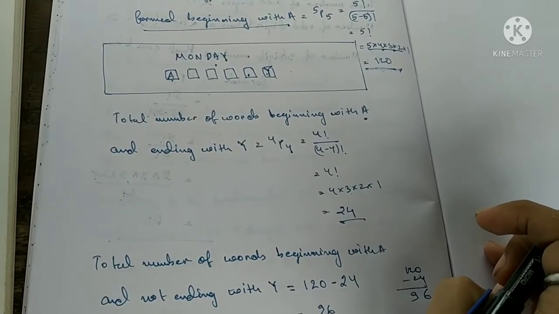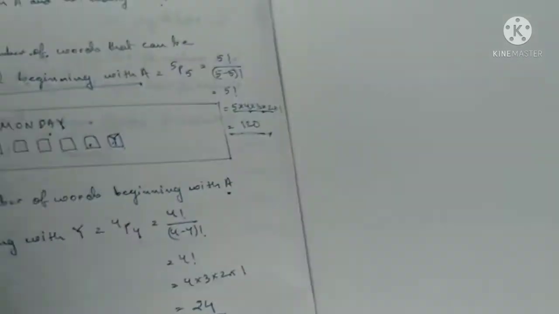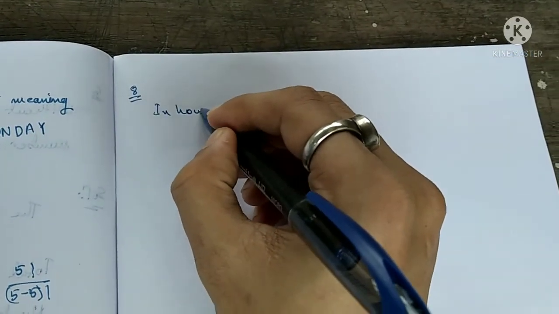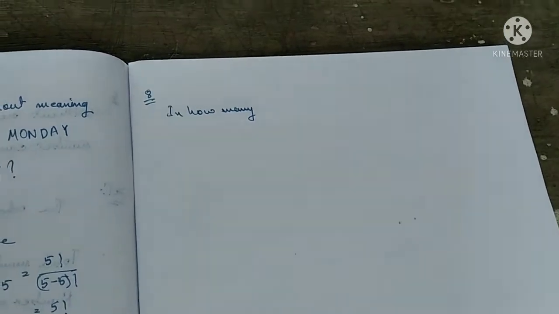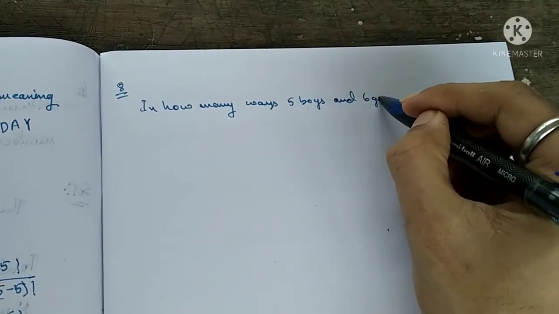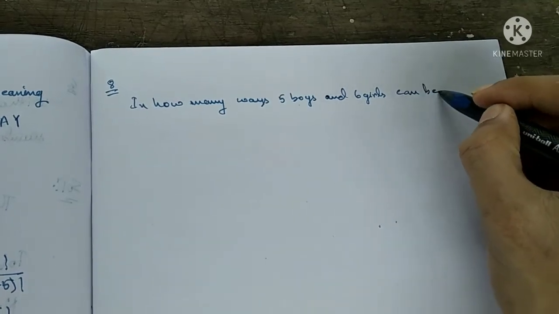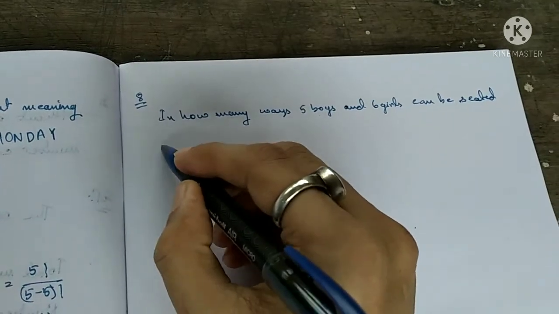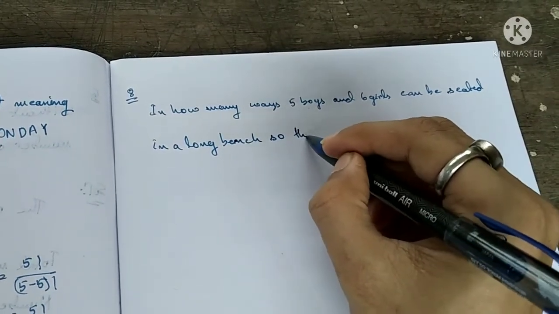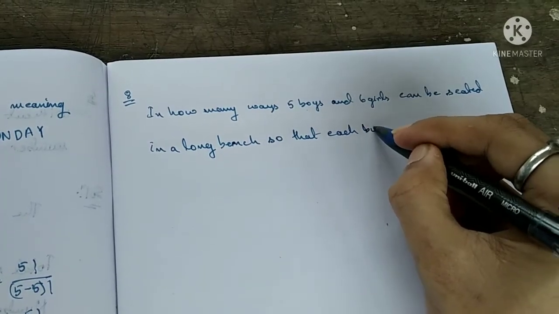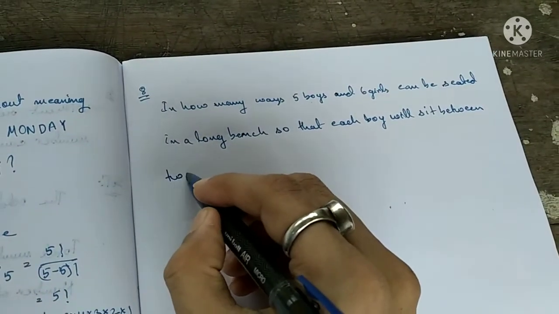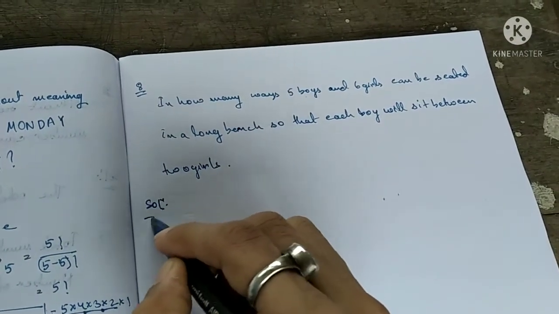Next I will go to question number 8. Okay, question number 8 in here is saying, in how many ways 5 boys and 6 girls can be seated in a long bench, so that each boy will sit between two girls. Okay, each boy will sit between two girls.